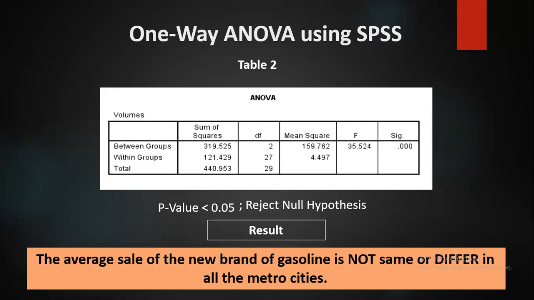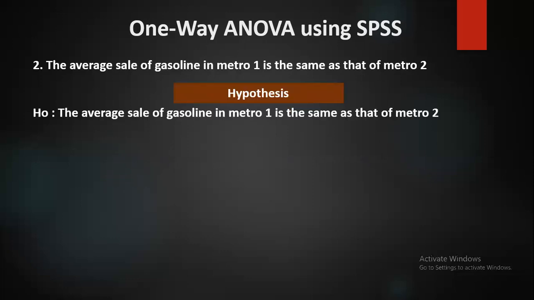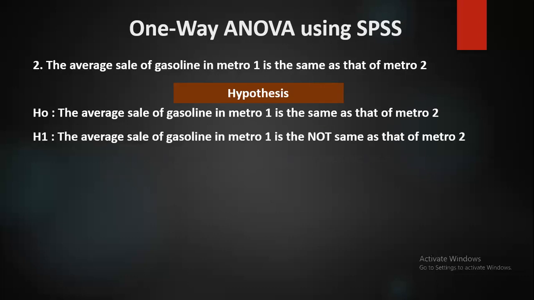Now for the second hypothesis, which is a complex hypothesis: the average sale of gasoline in Metro 1 is the same as that of Metro 2. Here we are not considering Metro 3, so it is excluded. How can you test this ANOVA for Metro 1 and Metro 2? This comes under a complex hypothesis. We first specify the hypothesis again: the average sale of gasoline in Metro 1 is the same as that of Metro 2, or it differs between Metro 1 and Metro 2.